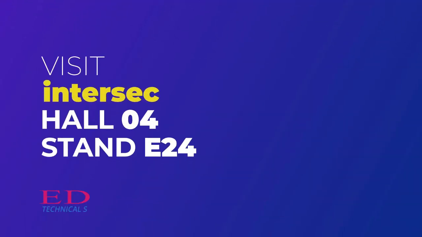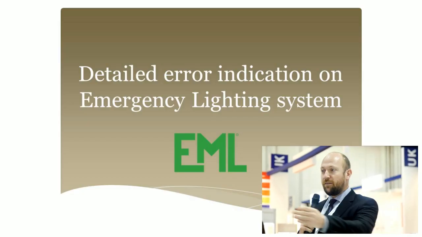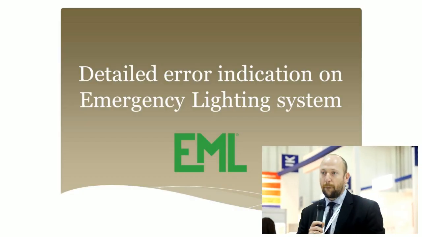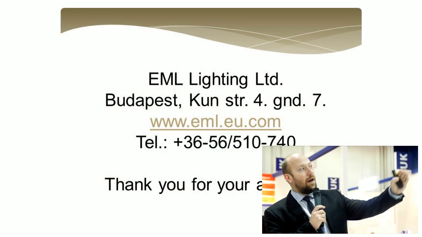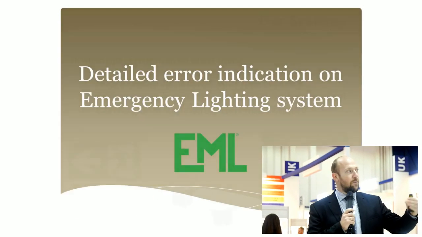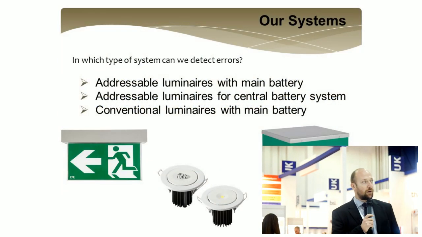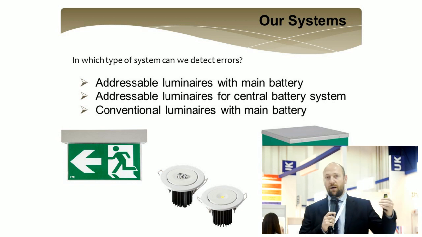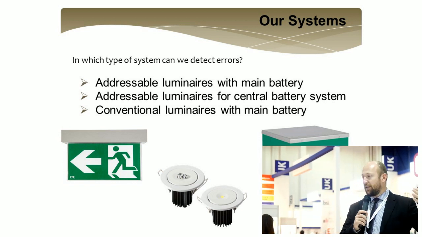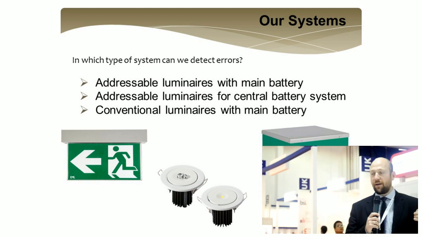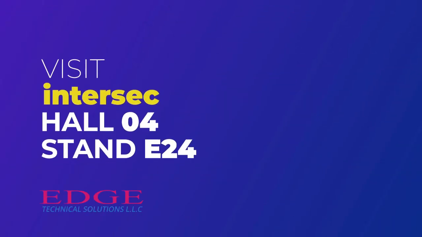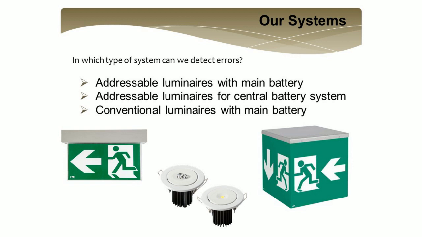Okay. In which type of system can we detect these errors? Here in this panel: addressable luminaires with central battery system and the normal conventional luminaires with main battery. I will talk about how to detect errors in a commissioned system, how you can check with the panels, and during maintenance how you can detect these errors in our system.